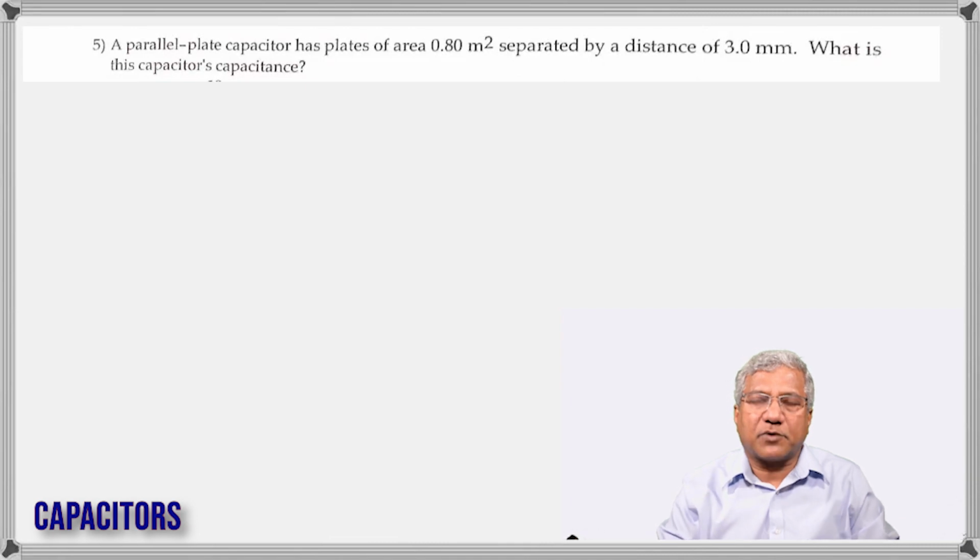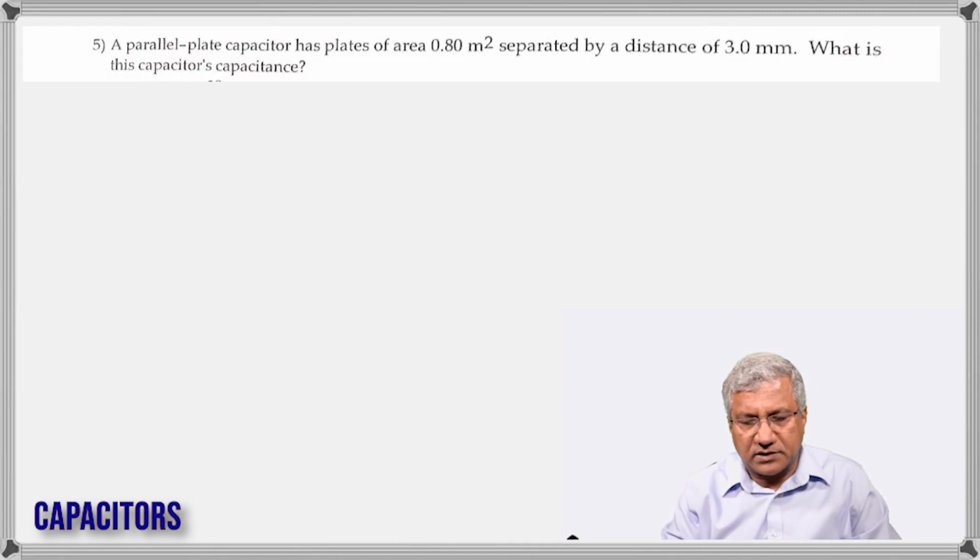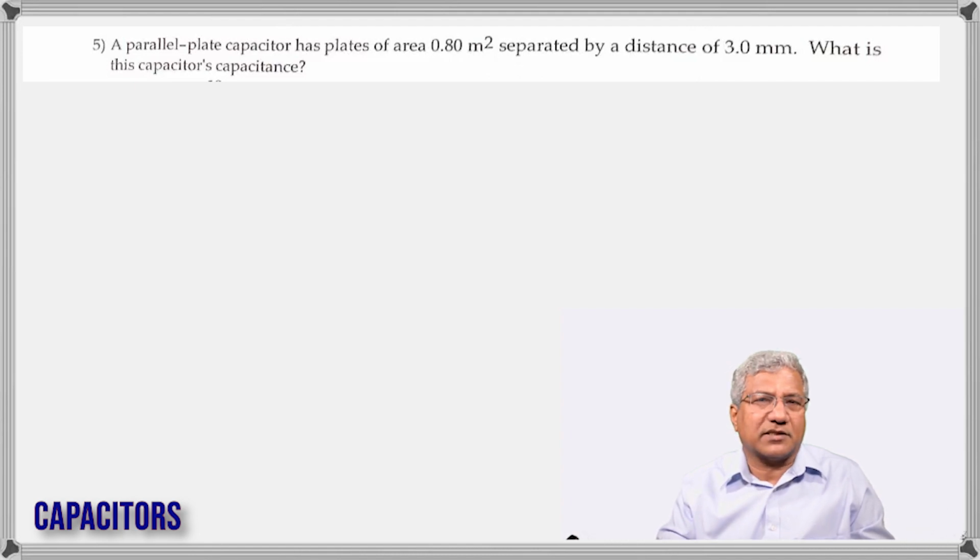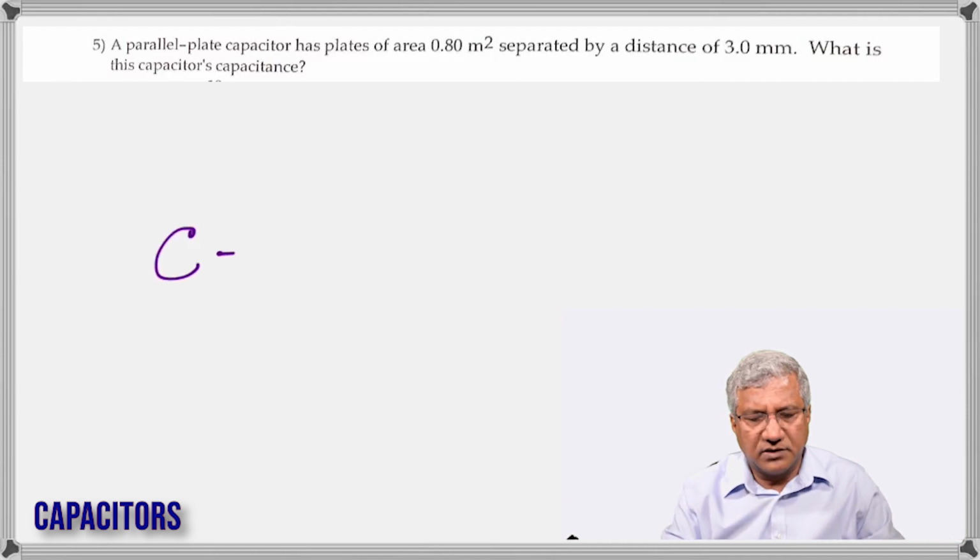So here is problem number 5. A parallel plate capacitor has plates of area 0.80 meter squared separated by a distance of 3.0 millimeter. What is this capacitor's capacitance? Okay. What is the dielectric in this case? The dielectric, if nothing is mentioned, is by default air. And what's the value of K? It's 1. So simple enough question.